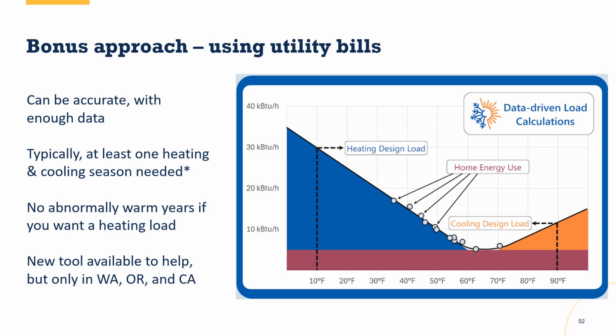If I know the home energy use at different outdoor temperatures throughout the year, I can estimate a load line, right? So my heating load and my cooling load can be estimated. I need at least one full heating season and one full cooling season. Again, multiple years are better, and we want to make sure that it was not an abnormally warm or cold year when we did that. You can do this. I have friends who have spreadsheets built out to do this, but the amount of time and effort it takes to do this, you could have just done a Manual J.